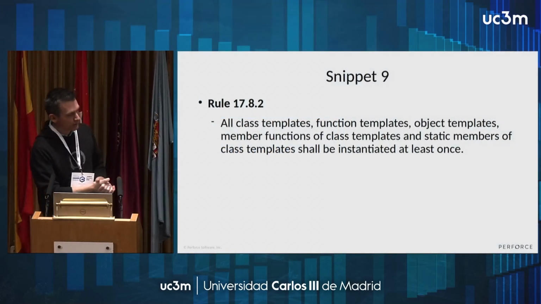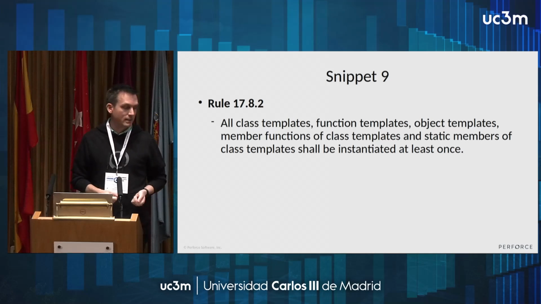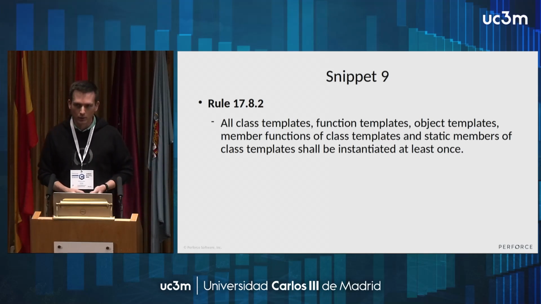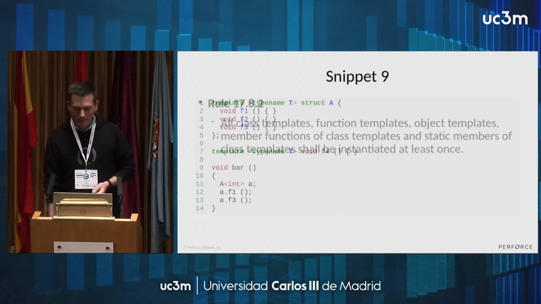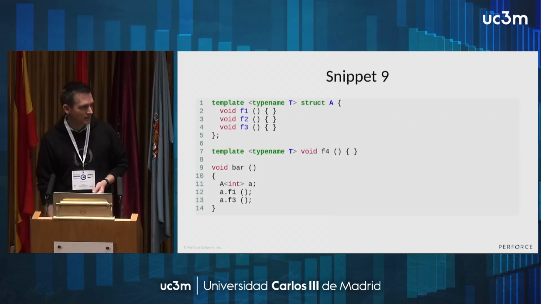Okay, and the last one. All class templates, function templates, object templates, member functions of class templates, and static members of class templates shall be instantiated at least once. And here's the code example.